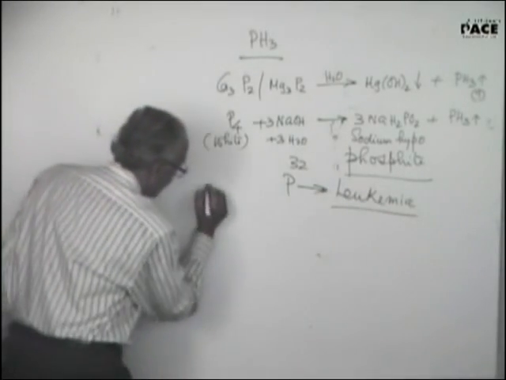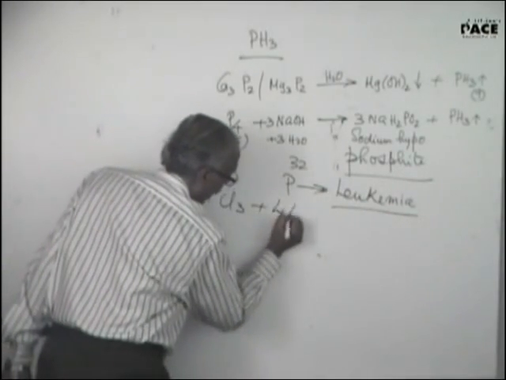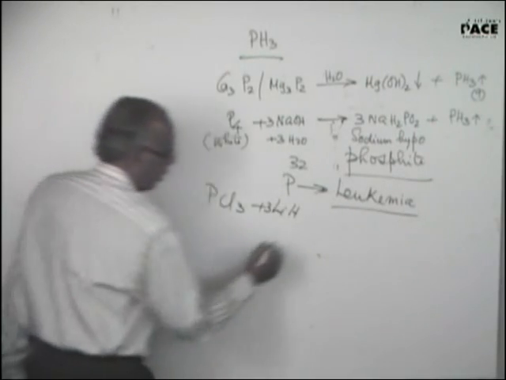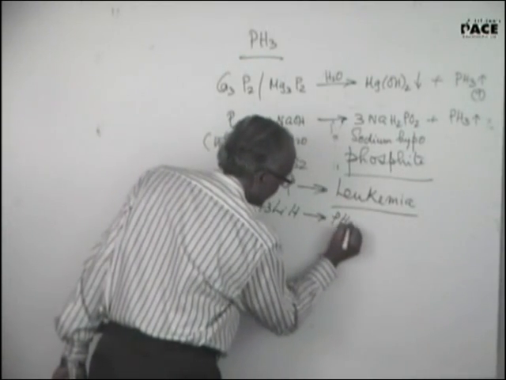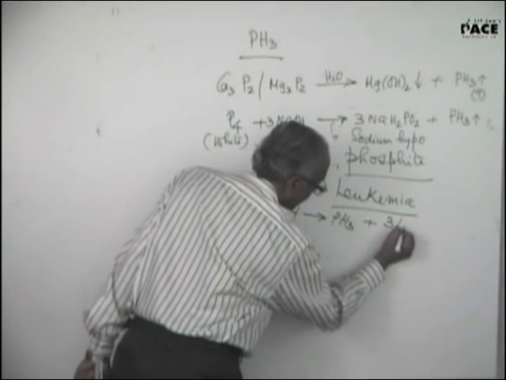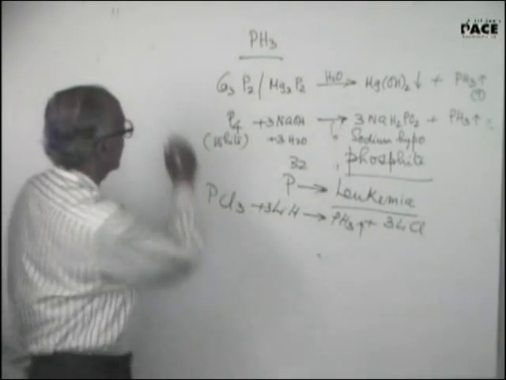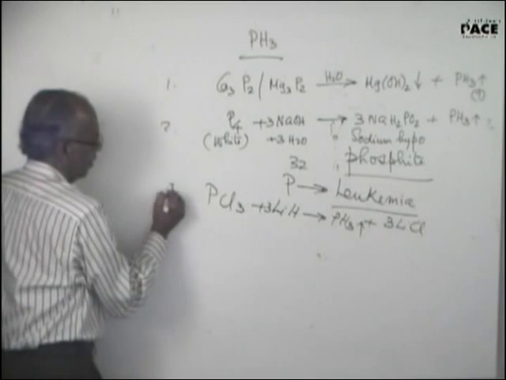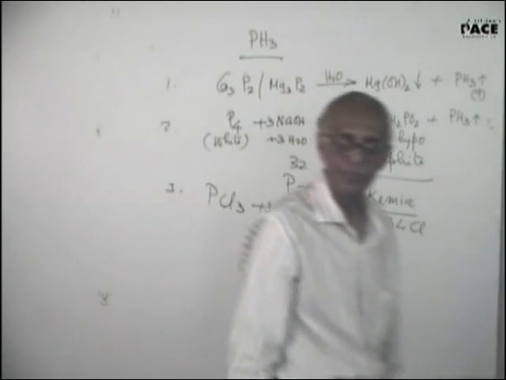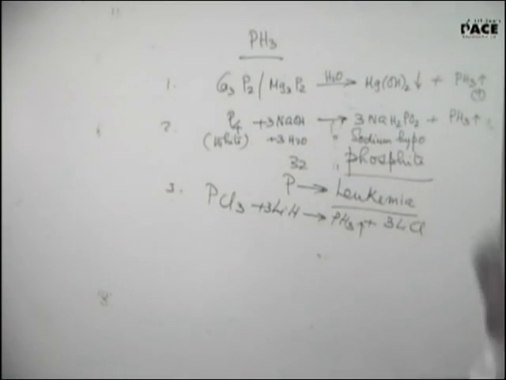Phosphorus trichloride with lithium hydride will give me phosphine plus 3 moles of lithium chloride. So these are the three methods by which you can prepare phosphine. Take white phosphorus, heat it with calcium or magnesium, you get calcium phosphide or magnesium phosphide. React with water, it will give you metal hydroxide and phosphine.